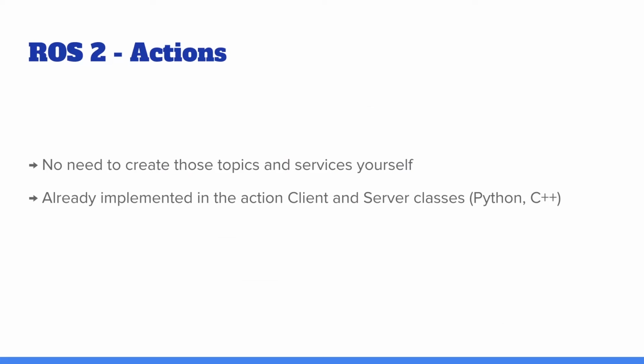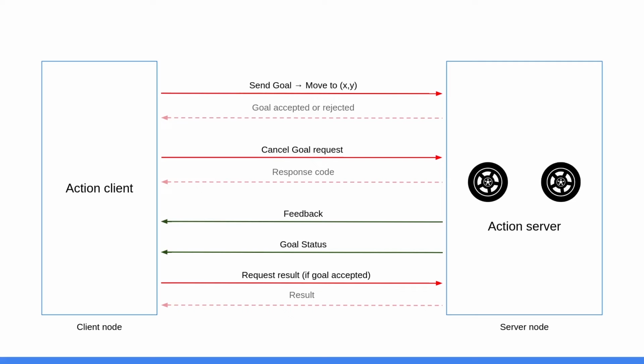And so that's what is being implemented in ROS2 Actions. And the good news is, well, no need to create those topics and services yourself because they are already implemented in the client and the server classes, with both Python and C++. So everything that you see here, you actually don't really need to worry about creating topics, services, etc. You have some functionalities in the client class and in the server class of the action that you can directly use. So you might have to implement some callbacks and stuff like that, but you will not directly interact with the services and the topics. This is handled for you by the action functionality.